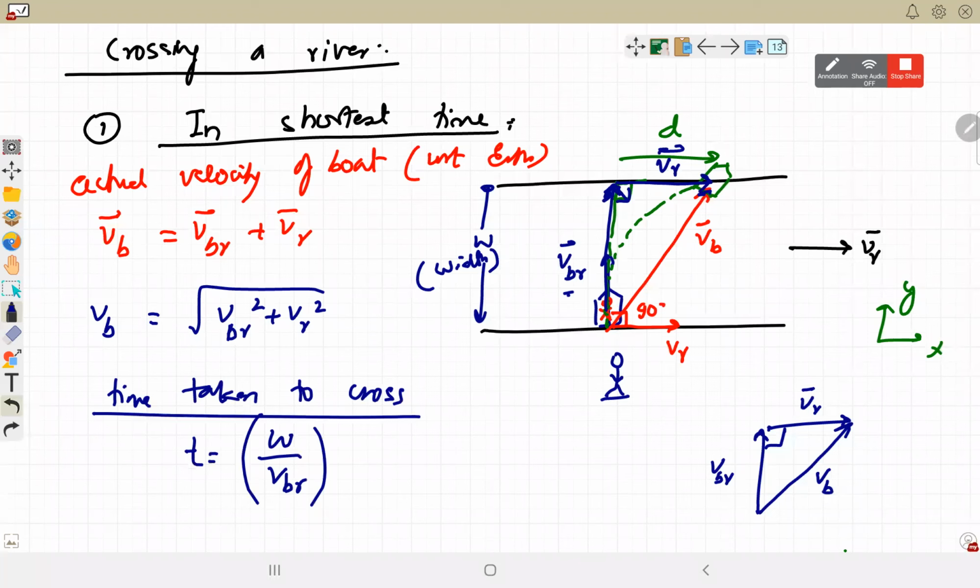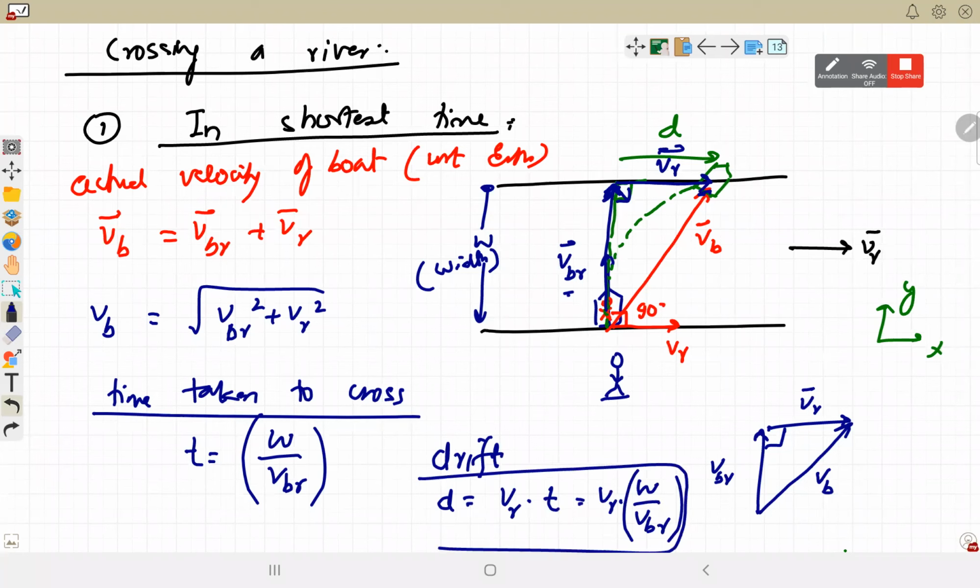Boat velocity with respect to river is also written as boat speed with respect to still water. इतने टाइम में when the boat goes on the other bank there is a drift, and that drift is VR times T. It will be VR into W by VBR. So from here we can calculate the drift. Time taken to cross is W by VBR, width is W, that direction speed is VBR.